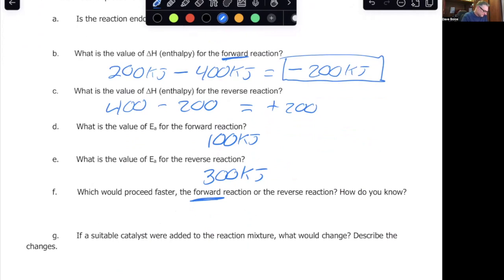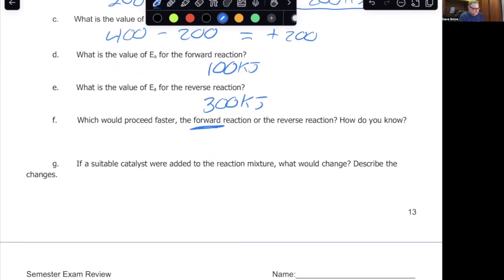If a suitable catalyst was added to the reaction mixture, what would change? Describe the changes. So a catalyst, remember, is a spectator. It doesn't really change the products or reactants or anything. But what it does do is it lowers the energy of activation requirement. And that's going to be true for forward and reverse because we needed energy in both cases. So if you reduce that energy need, you're going to speed up the reaction on both sides.